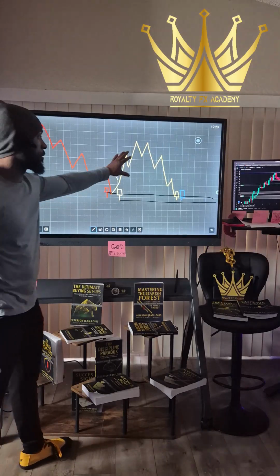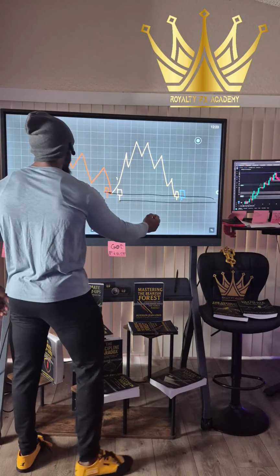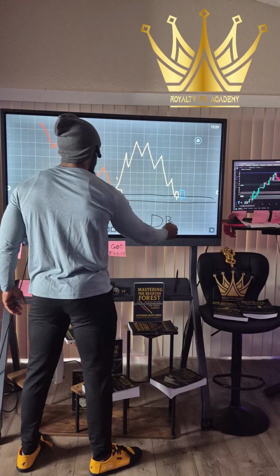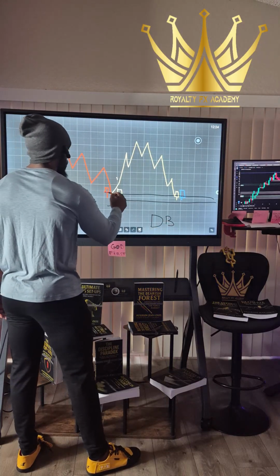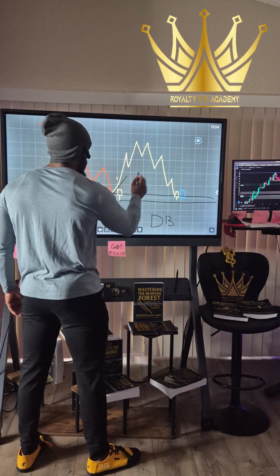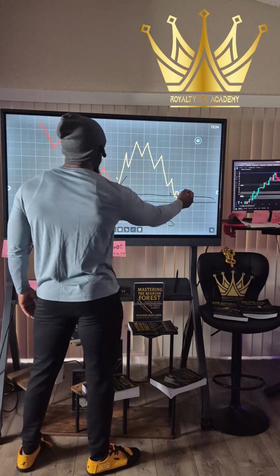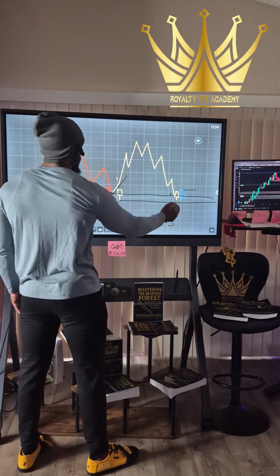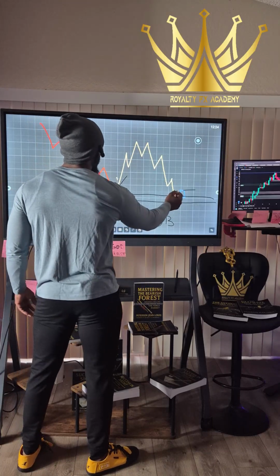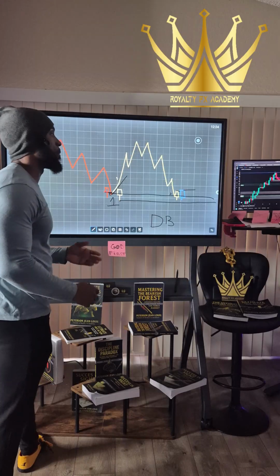Now we have a double bottom, right? A double bottom where market stops here, went up, and then we mark our zone for when and if, and it did, it fell within the zone, and then we have a bullish engulfing. Okay, so we know this is a bullish engulfing because the bullish candle closed above the last selling candle.